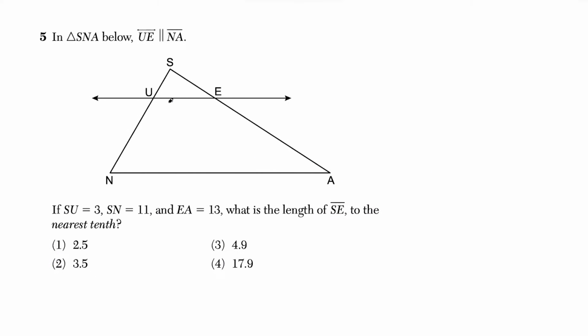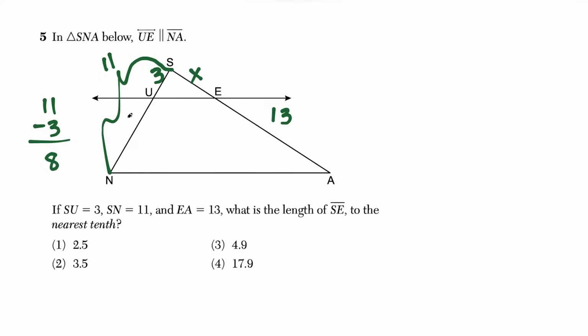Question 5, in triangle SNA below, line UE is parallel to segment NA. If SU is equal to 3, SN is equal to 11, so this entire piece here is equal to 11, and then we have EA is equal to 13, what is the length of SE to the nearest tenth? And I'll just put an X here. So for this one, there's a few different ways we could do this, but one way would be to find this segment over here. So we do 11 minus 3 is 8, and we label over here.